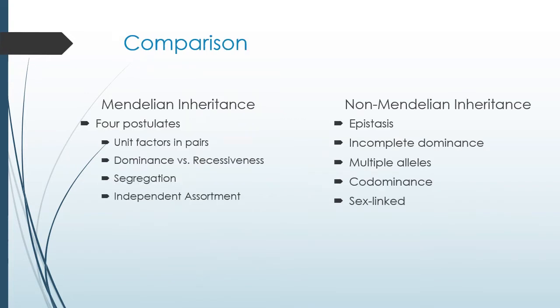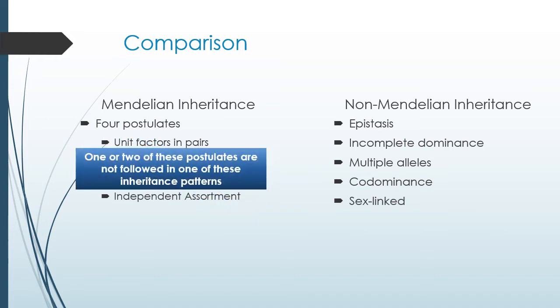Let us now compare Mendelian from non-Mendelian inheritance. The main difference between these two sets of inheritance patterns lies on the four postulates that characterize Mendelian inheritance. One or two of these postulates are not followed in one of these inheritance patterns.